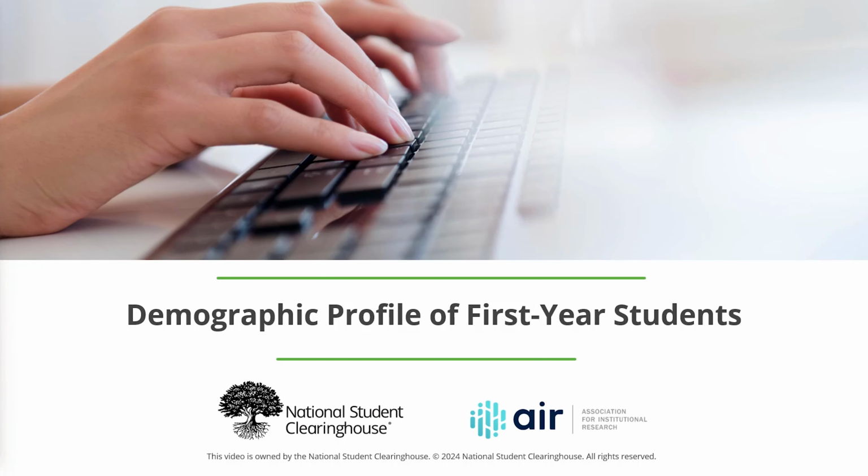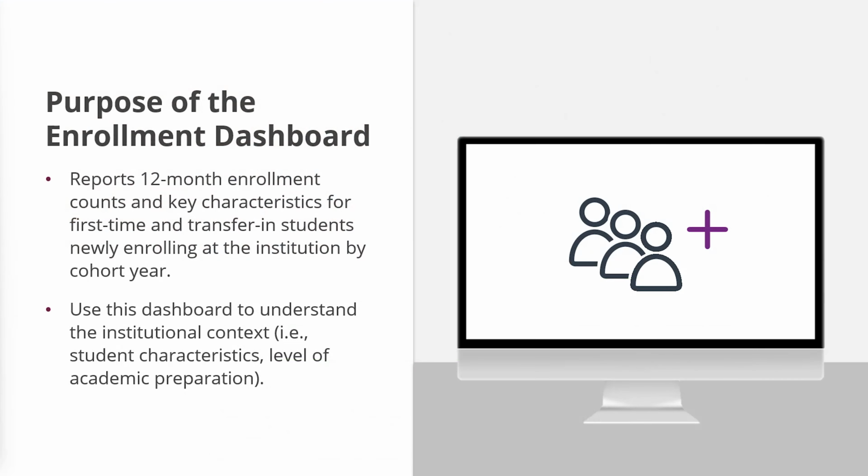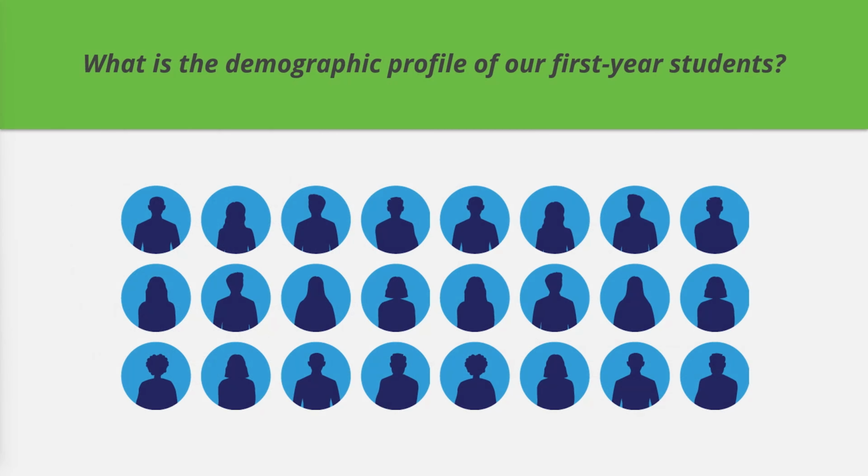In this tutorial, we demonstrate how to use the PDP Enrollment Dashboard to understand the demographic profile of our first-year students. The Enrollment Dashboard reports the 12-month enrollment counts and key characteristics for first-time and transfer-in students enrolling at the institution by cohort year. You can use this dashboard to understand institutional context, like student characteristics, level of academic preparation, and access.